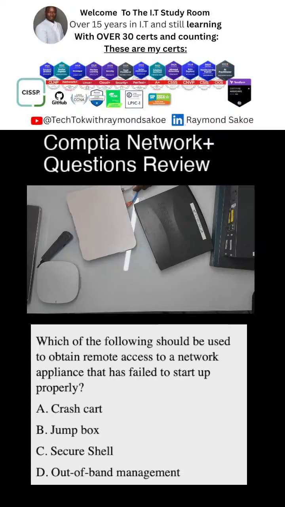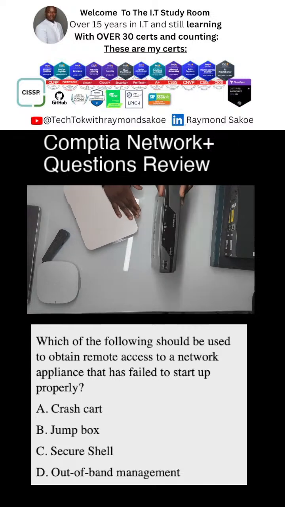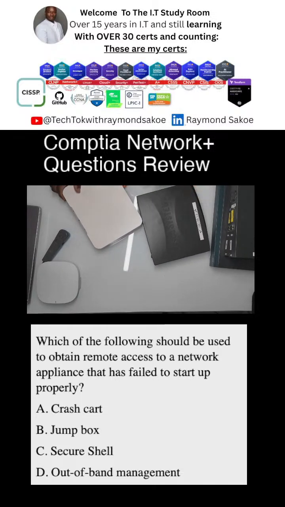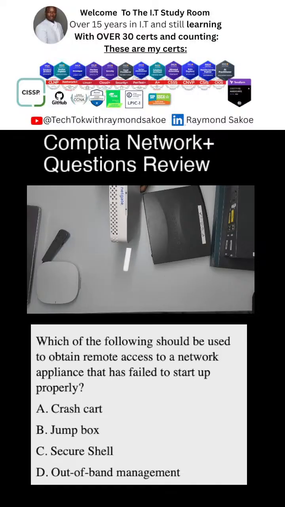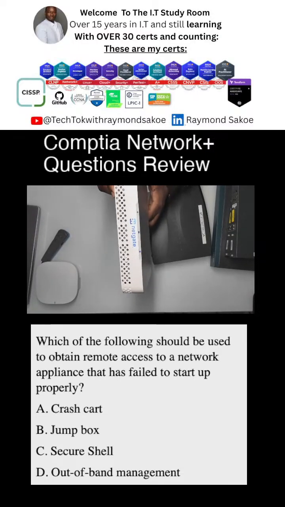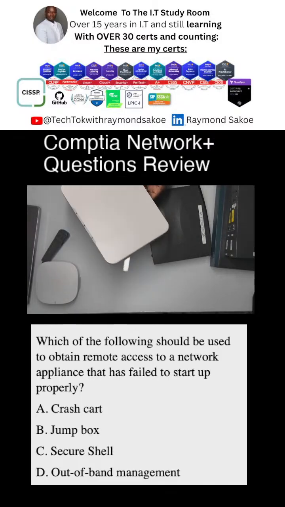All right, so now I have an old router here. An old Cisco router. And I have a Netgear, which is basically using pfSense. It's a pfSense appliance.